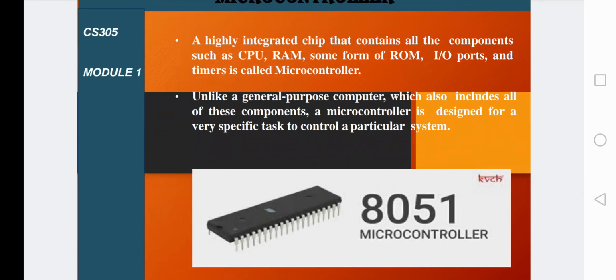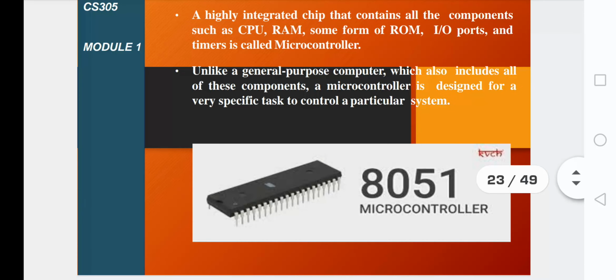That same microcontroller cannot be used to perform some other task, irrespective of whatever programs you write. So that is the main difference between microprocessor and microcontroller. This figure shown below is the IC chip representing the 8051 microcontroller. The 8051 is a specific category of microcontroller that we are going to study in the 5th and 6th modules, which are already included in your syllabus. So simply, it is a pictorial representation of the 8051 microcontroller.